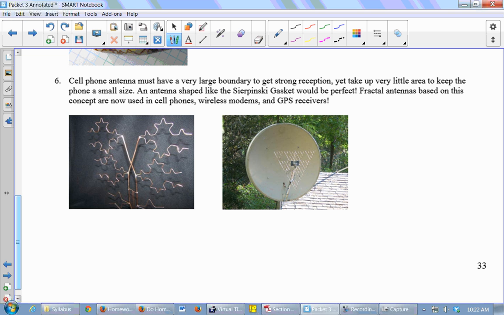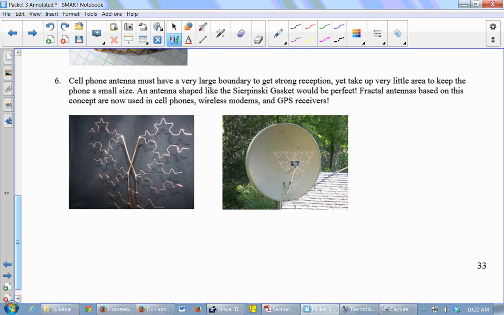Long perimeter, small area. They use a lot of other fractals too. This one looks kind of like the Koch Snowflake, right? And they have ones that look like the quadratic Koch Snowflake too. Those are probably more common because 90-degree angles are easier than 60-degree angles in manufacturing.